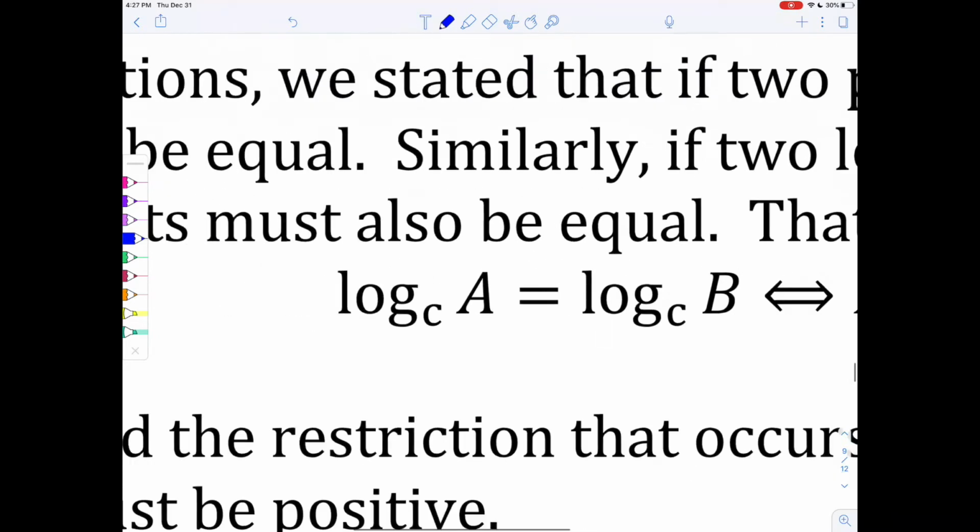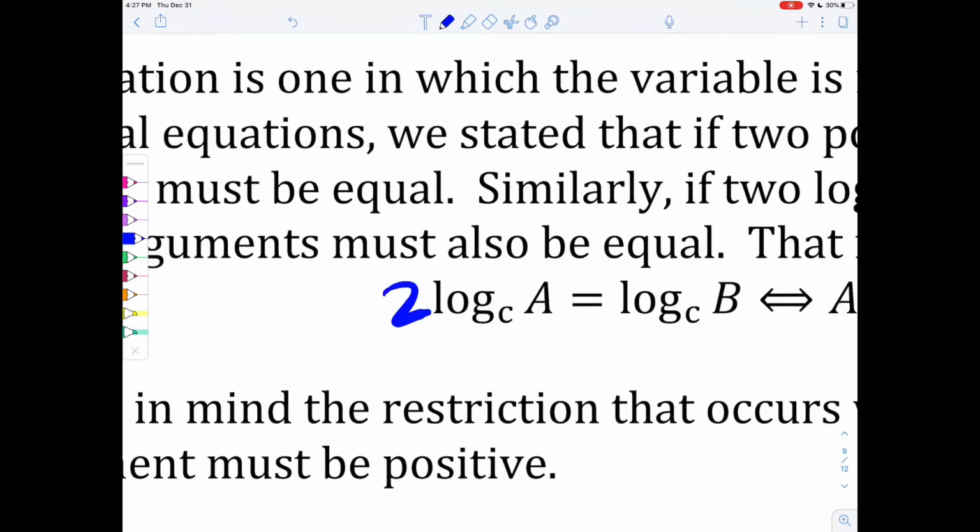If there's anything else there, if this is like a 2 instead, then we don't have log equals log. Or if we have plus 1 or something like that, then it's not just straight up log equals log.